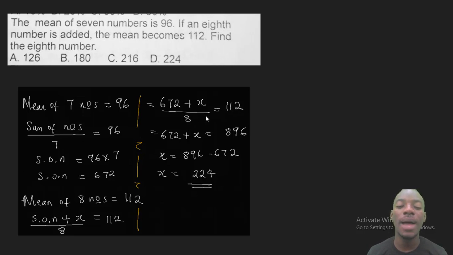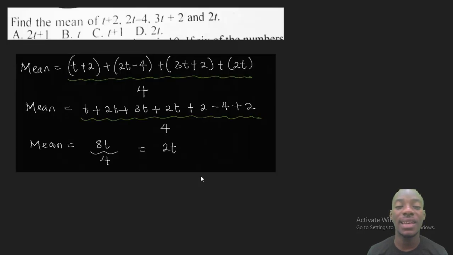So if I multiply, the 7 numbers are here, 672 plus the last number, which I'm looking for and don't know. If you cross multiply, you get 8 times 112, which becomes 896. Then if you take this one over to the other side, the last number x is equal to 896 minus 672. The last number is therefore 224, and that is D. The answer is D, and that's the 8th number.